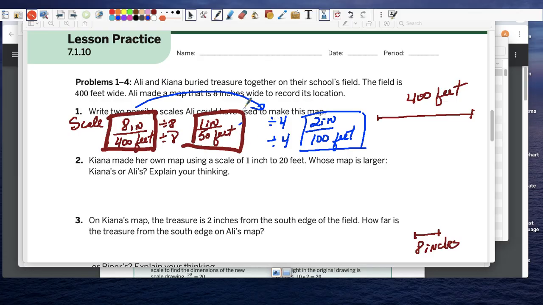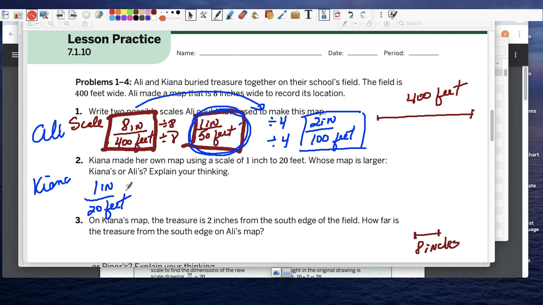Okay. So now Kiana made her own map. This is Ali, by the way. Kiana has her own scale, and she says, no, I'm not going to use that. I'm going to use 1 inch is 20 feet. Let's compare these two because these two are in unit rate. Ali said 1 inch is 50 feet. Kiana says 1 inch for me is going to be 20 feet.